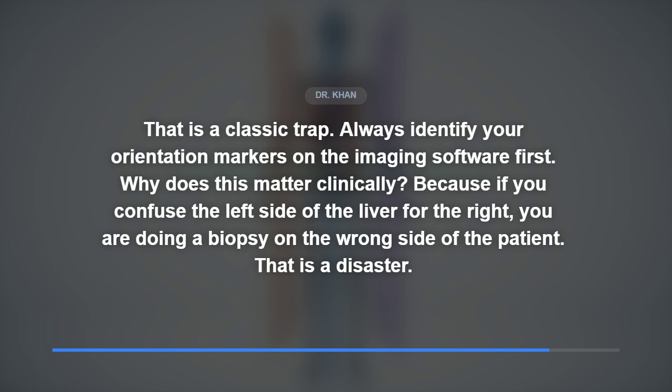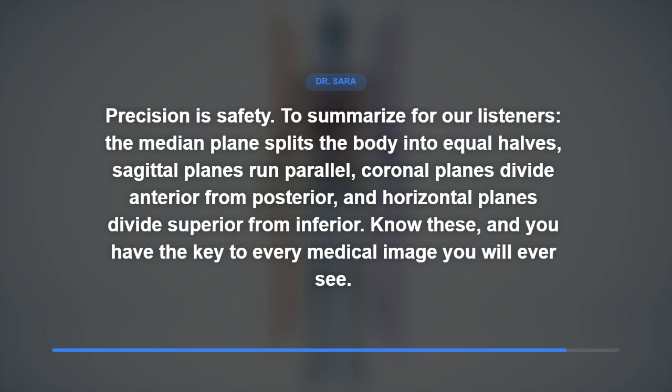Why does this matter clinically? Because if you confuse the left side of the liver for the right, you are doing a biopsy on the wrong side of the patient. That is a disaster. Precision is safety.